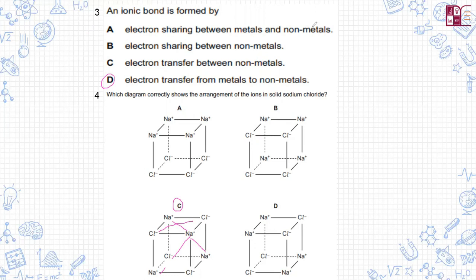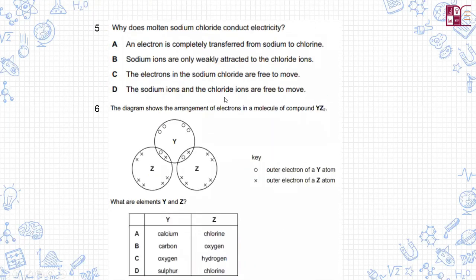Now coming to my next slide. Why does molten sodium chloride conduct electricity? A. An electron is completely transferred from sodium to chlorine. No. Sodium ions are only weakly attracted. No. The electrons in the sodium chloride are free to move, or the ions are free to move. So which one is going to be correct? The ions will be free to move in a molten state. In a molten state, ionization occurs, which is why the ions are free to move and they will conduct electricity. All right.